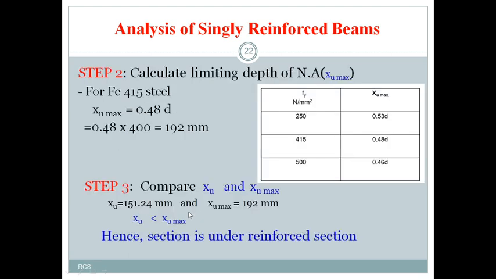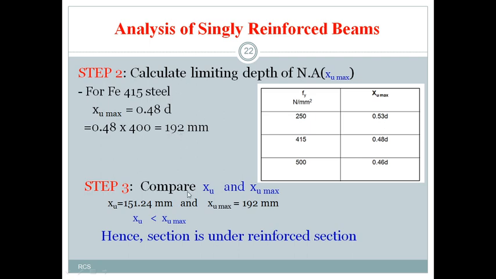In the second step, we have to calculate the limiting depth of neutral axis. This can be calculated based on the grade of steel given. The grade of steel given is Fe415. The corresponding limiting depth of neutral axis is 0.48 d. Here d is the effective depth of the beam, which is given as 400 mm in the problem. If you multiply 0.48 with 400, we get the maximum depth of neutral axis, xu max, as 192 mm.